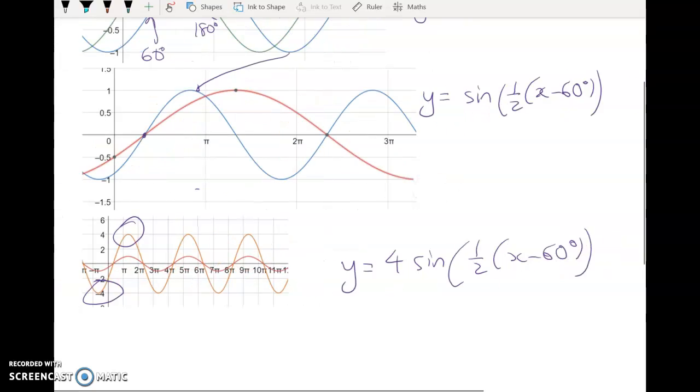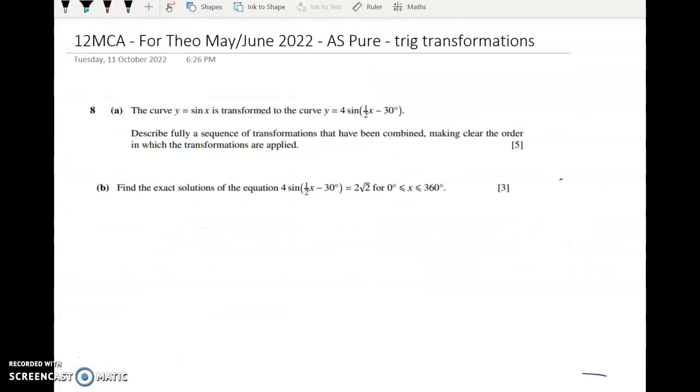Now the next thing I want to do is the equation solving. So Theo, maybe stay and watch this bit as well, please, hopefully, because this is one where you have to be a little bit careful. So we've got 4 sine of (a half x minus 30 degrees) is equal to 2 root 2, and we're asked to find the exact solutions in this region here.